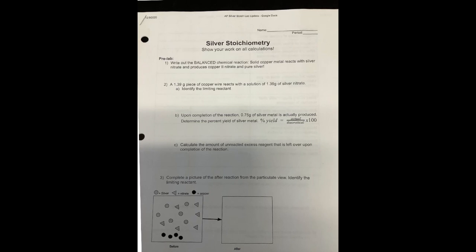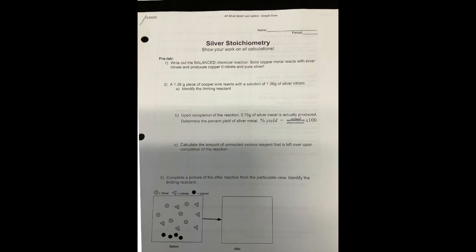Okay, everyone, I'm just going to go ahead and walk through the pre-lab for you to either check your answers or to give you some help if you got stuck. So, number 1 says to write out the balanced chemical reaction of solid copper metal reacting with silver nitrate, and then produces copper 2 nitrate and pure silver. So what we're doing is we're translating the words into symbols.